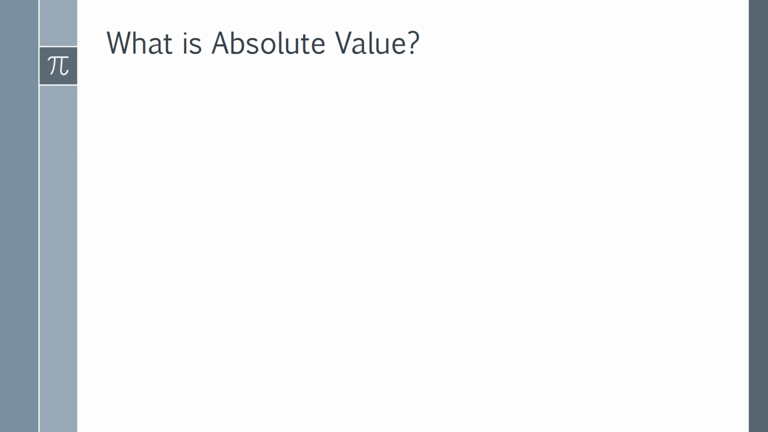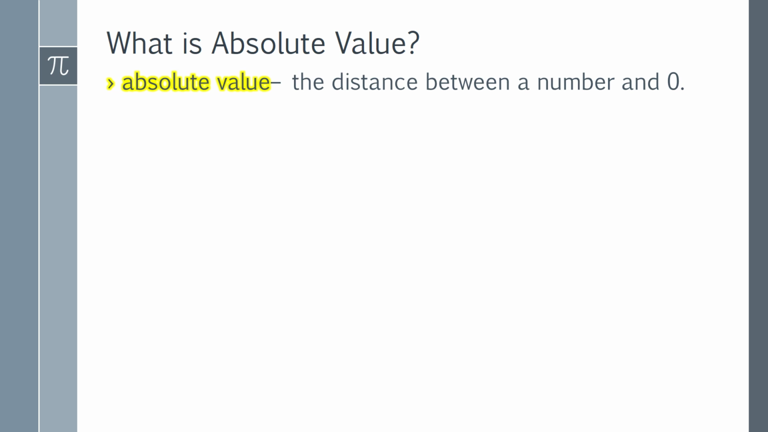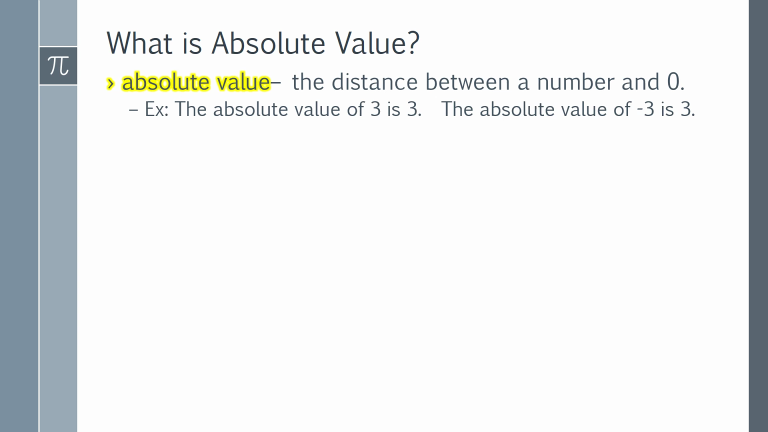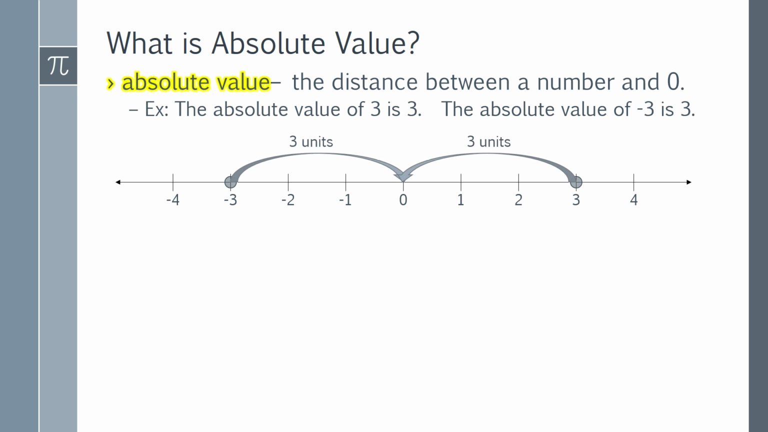First of all, what is absolute value? Absolute value is the distance between a number and 0. For example, the absolute value of 3 is 3. The absolute value of negative 3 is also 3. We can see this on a number line. We'll plot the points positive 3 and negative 3, and we see that they are each 3 units away from 0. Therefore, they both have an absolute value of 3.